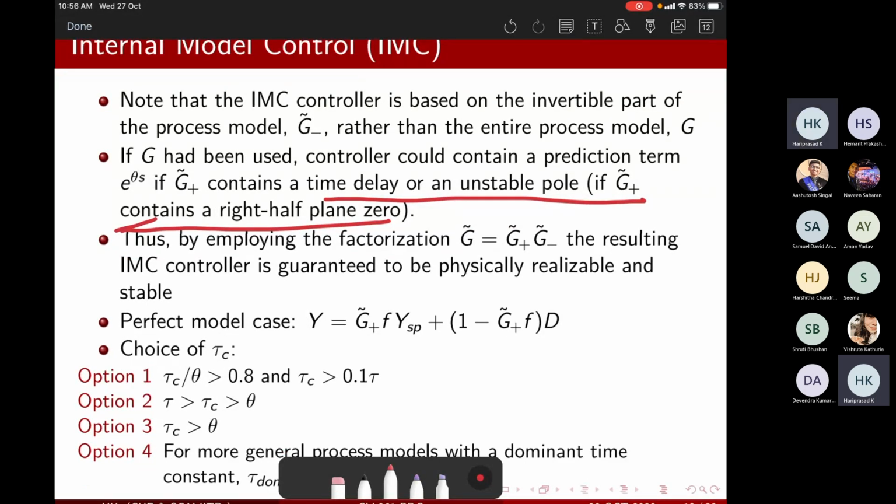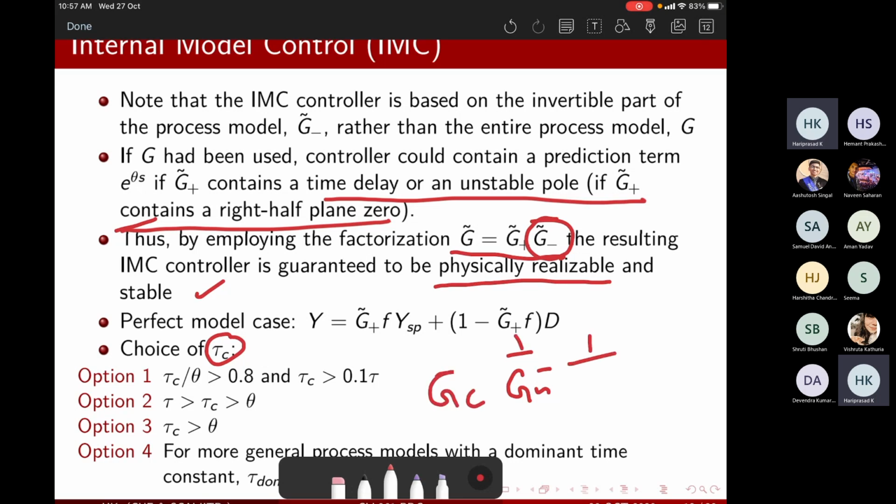They have proved, it's a mathematical proof, that by using this factorization and using G tilde minus for controller design, they found that it has better performance, and is physically realizable and stable. Okay, so now how to fix the tau c here? Here also there is your G tilde minus, your controller GC is 1 by G tilde minus times 1 by tau c S plus 1 to the power R. So here also there is a tau c, the closed loop time constant. How to fix that? They have provided some guidance.